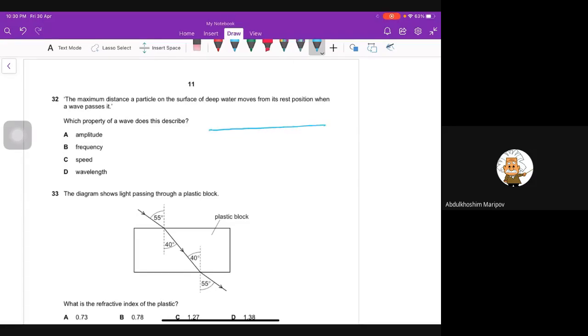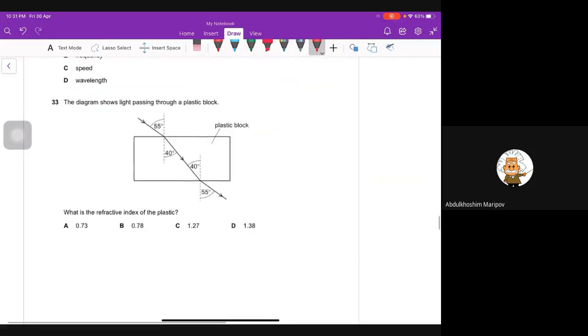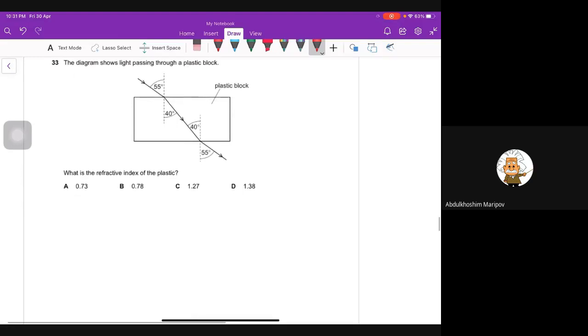Once the wave comes, guys, which one will describe that? So amplitude, right? It's going down and up. Not frequency or speed. The particles go up and down. Not the water moving, but the energy moves as a wave, not the particles. Particles stay there, right? So simply the amplitude, I would say. All right, so it's A.